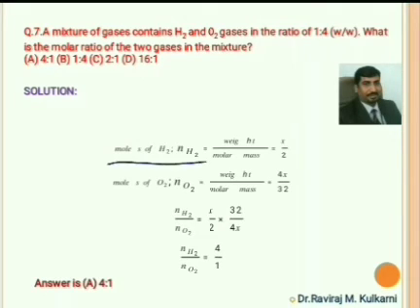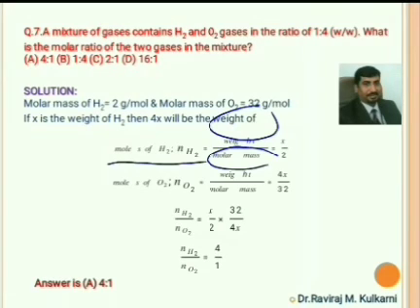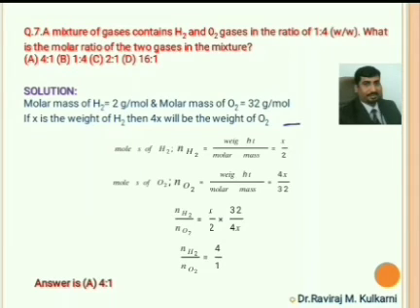So moles of hydrogen, you can write weight of hydrogen divided by molar mass. Molar mass of hydrogen is 2 gram per mole and molar mass of oxygen is 32 gram per mole. So if x is the weight of hydrogen, then 4x will be the weight of oxygen. They have given 1:4 weight by weight. So you substitute: x as weight of hydrogen, you have to divide by 2. And weight of oxygen is 4x divided by 32.